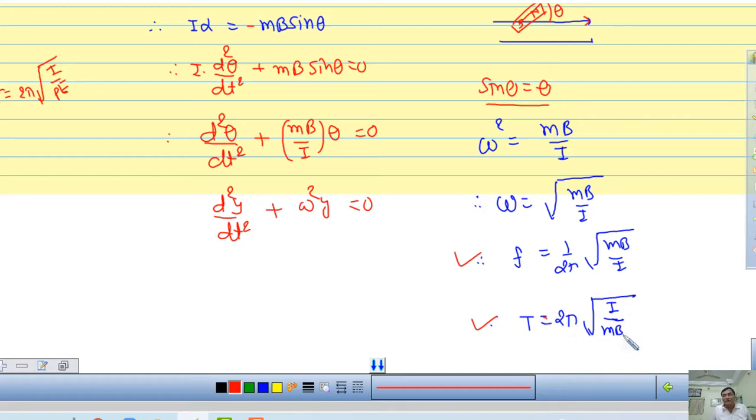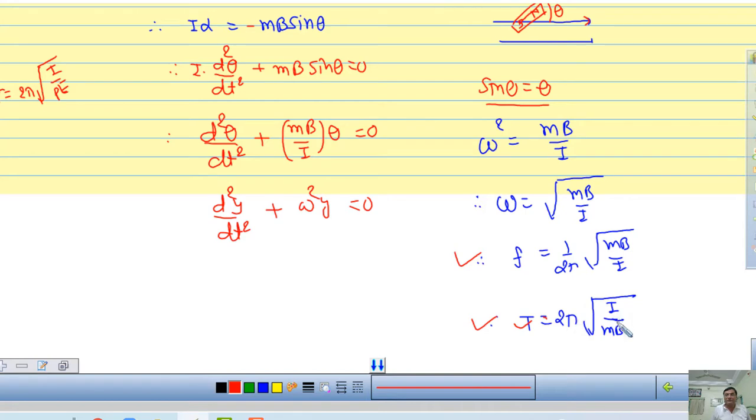Okay, so if you want to find out B, we allow the magnet to oscillate and we find the periodic time. If you know the periodic time, the moment of inertia I of this magnet, and the magnetic moment of this magnet, you can calculate B. So this formula is used to calculate B. To find the earth's magnetic field, we allow our magnet to oscillate in the earth's magnetic field. So we can calculate the earth's magnetic field using this formula.